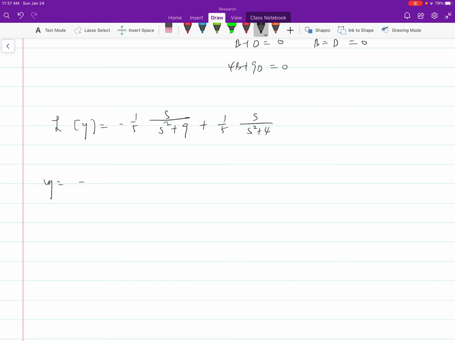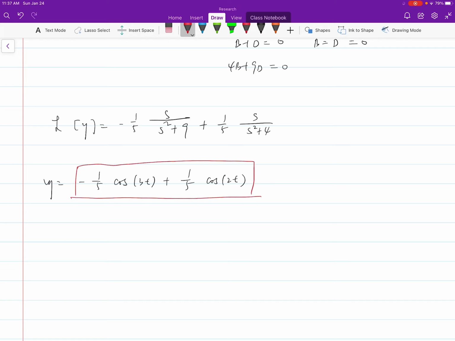Now y is going to be that, which would be the final answer. Okay, I think it's working. Plugging in y(0), it's 0, and plugging in y'(0), it's also 0. All right, so what do we have here? We have something very interesting.